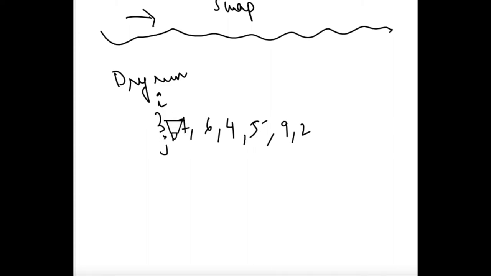3 and 7 is fine because j is not greater than j plus 1. So j moves forward. j is over here. 7 and 6 does not look okay, so the swapping will happen. This will become 6 and this will become 7. Again j moves forward. 7 and 4 also does not look right, so this will become 4 and this will become 7. j moves forward. 7 and 5 is not okay, so 5 will come over here and 7 will be here.